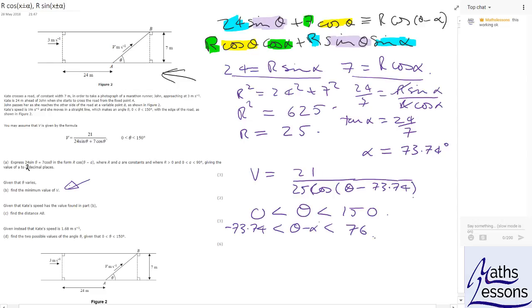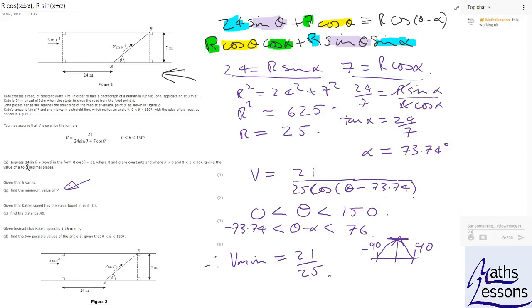Okay, and what we do know is that cos, from minus 90 to 90, is always positive. So therefore the minimum value is going to be when cos of all of this equals 1, because cos can't be bigger than 1. So therefore, if cos can't be bigger than 1, then the biggest value we're going to get at the bottom is 25. So the minimum value of v will equal 21 over 25. And that's certainly a lot quicker if you can realise that and spot that. But it's not necessarily an easy spot, okay? And I can understand why some students might try using calculus to do that.